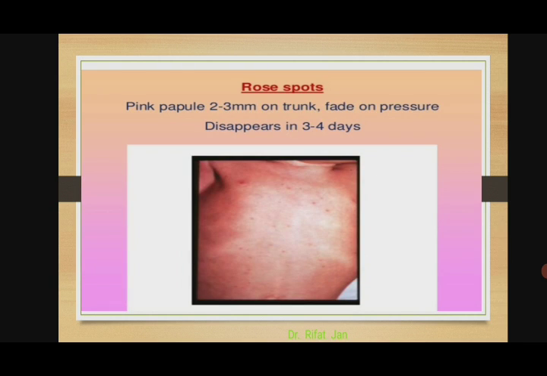So these are typical rose spots. These are pink papules, 2 to 3 mm on the trunk. They fade on pressure and they disappear in 3 to 4 days.